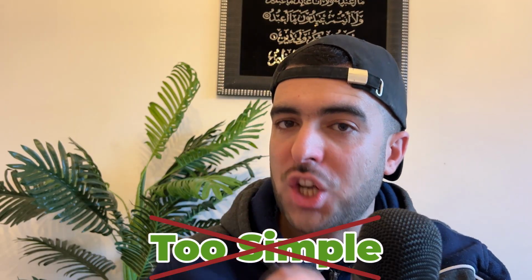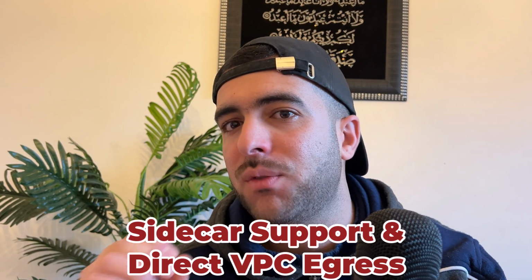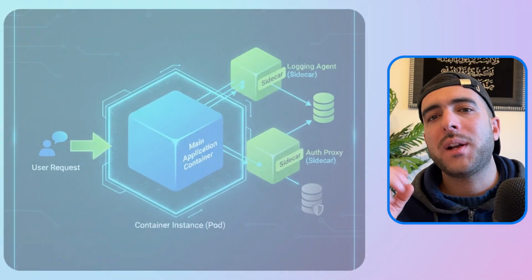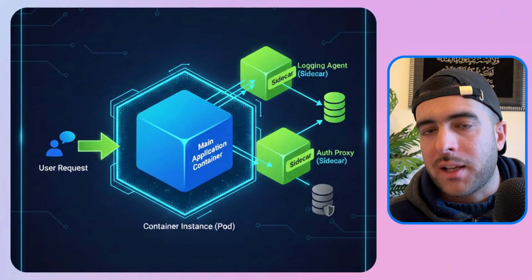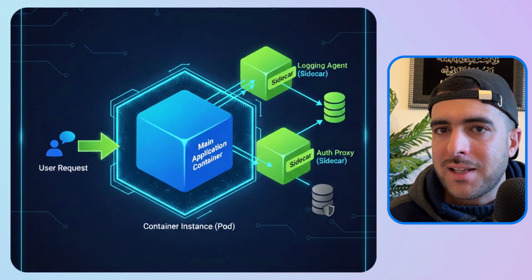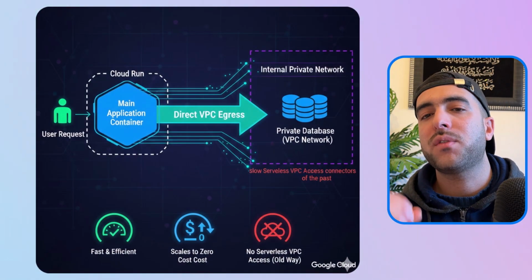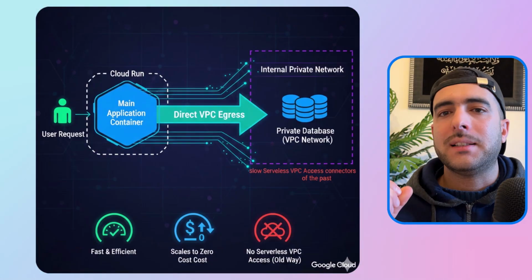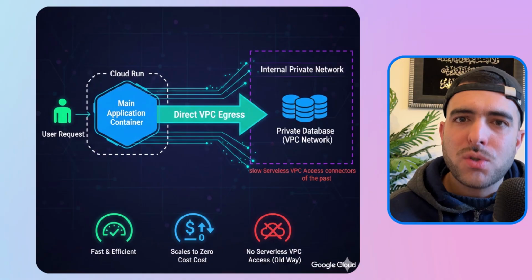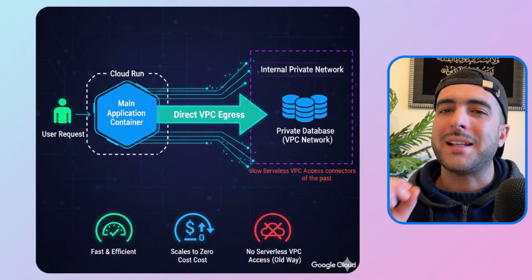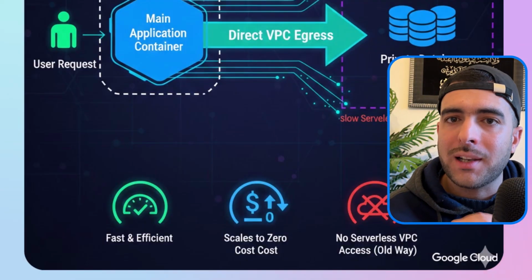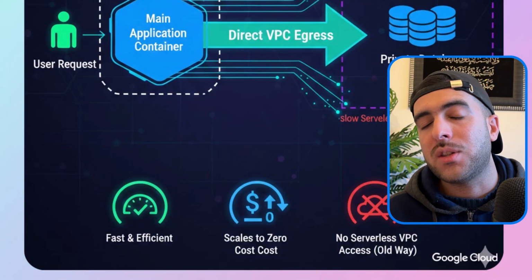Now, that has changed with sidecar support and VPC, or direct VPC egress. Basically, with sidecars, you can run helper containers like logging agents or auth proxies alongside your main app. And with the direct VPC egress, you can forget about the slow serverless VPC access connectors. Direct egress allows your containers to talk to private databases on your internal network with higher throughput and lower latency, all while scaling down to 0.